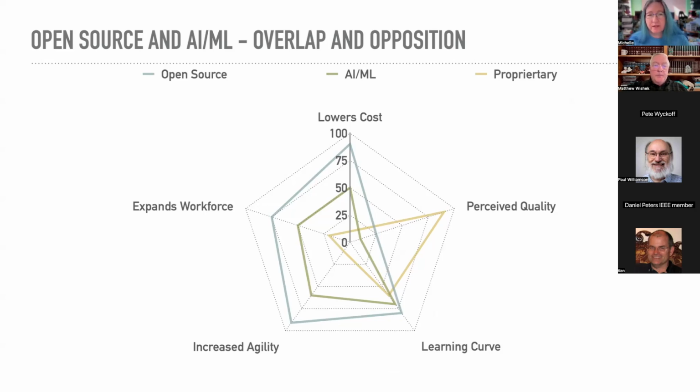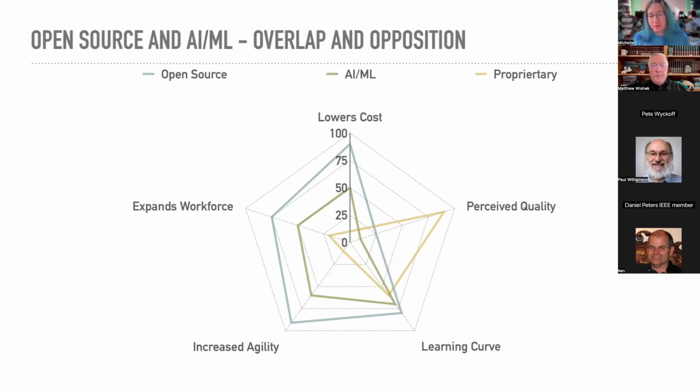It was pretty interesting that open source and AI/ML kind of lined up, with open source getting a little higher sentiment values. Open source is perceived as lowering the cost by quite a bit. It's perceived as being collaborative, expanding the workforce, and very agile because you just go in and customize what you want. We all know that's a lot harder to do than just going in and customizing, but that's the perception and the expected value.